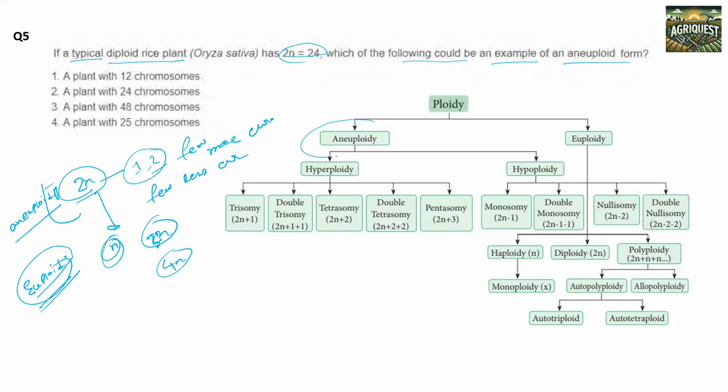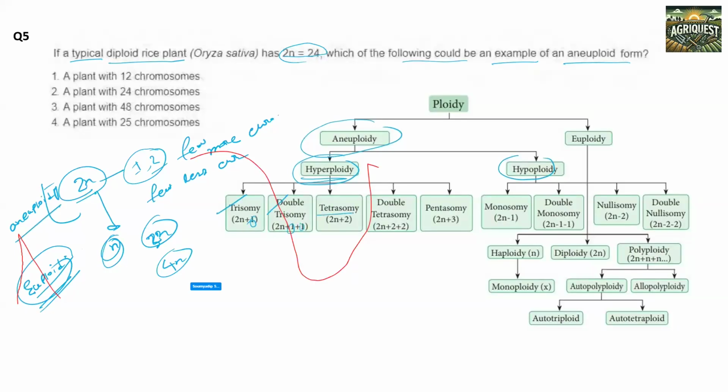What are the types of aneuploidy? They are hyperploidy and hypoploidy. Hyperploidy means adding one or more chromosomes; hypoploidy means deleting or removing one or a few chromosomes. Different types of hyperploidy are present. This is trisomy, where only one chromosome is added. Double trisomy means two different chromosomes are added.